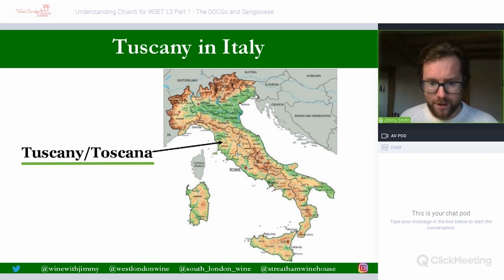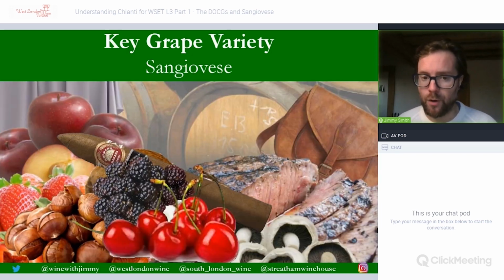So let's just have a quick look then at something we need to know that's quite important about Tuscany before we go into the specific DOCGs of the area for Chianti. And the key thing we really need to know here is the principal grape variety, which accounts for coming up to two-thirds of plantations of Toscana, which is, of course, the very famous Sangiovese.